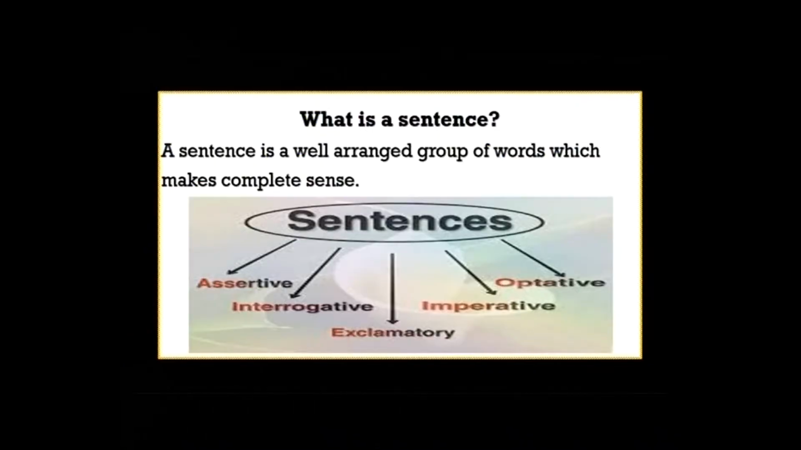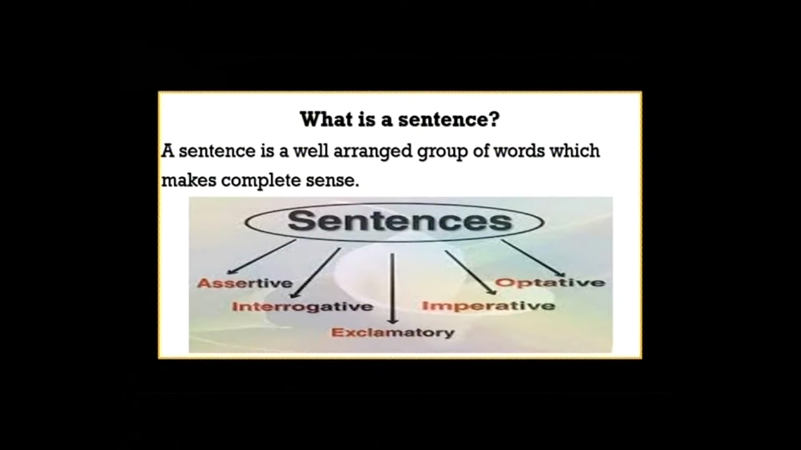We will do the recapitulation of the topic sentence again in brief. What is a sentence? A sentence is a well-arranged group of words which makes complete sense. Five forms of sentences: assertive, interrogative, exclamatory, imperative, and the last one, optative. The first two types we have already done in our first part, that is assertive and interrogative. For today, we will do the third type, that is exclamatory sentences.